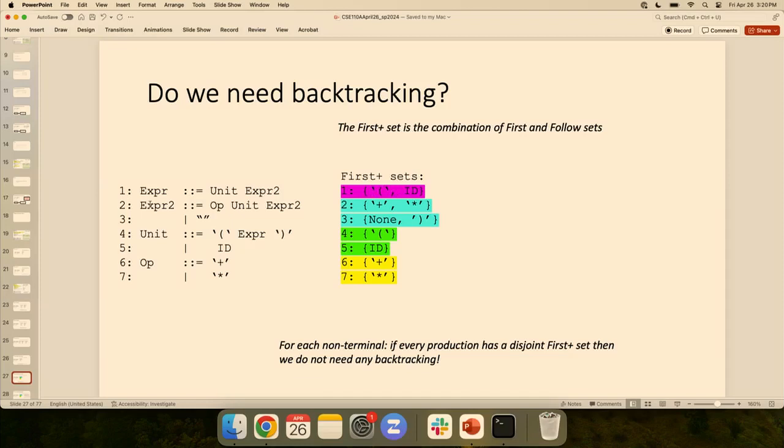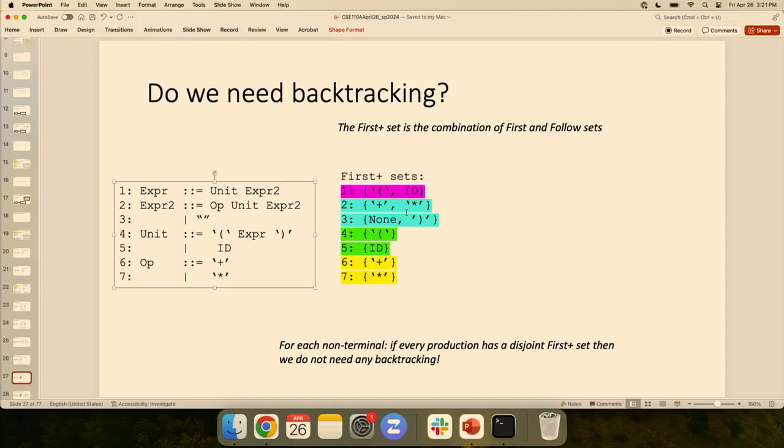No problem here. Expression 2, we have 2 first plus sets. We have plus and multiplication, and none and closing parenthesis. These 2 are disjoint, which means when you are parsing and you come to an expression 2, you need to pick 2 or 3. You can always make a decision. You can say, I'm going to go for 2 if I have plus or multiplication, or I'm going to go for 3 if I have none or a closing parenthesis. And what if I have something that's neither, that doesn't fit into any of these? Then that's a parsing error.